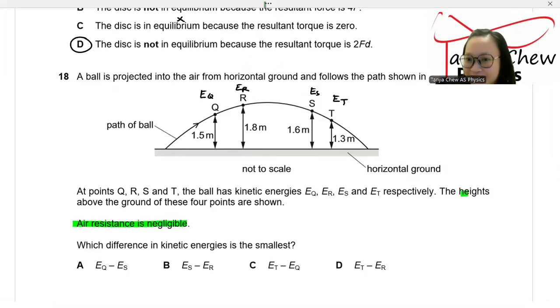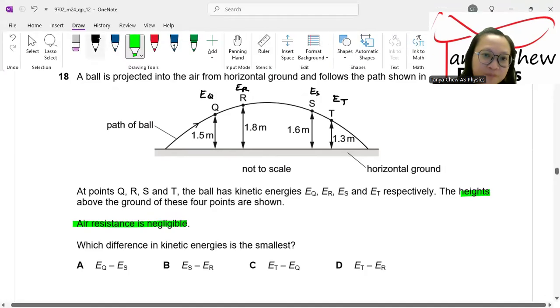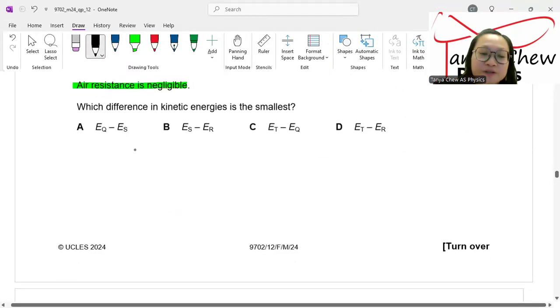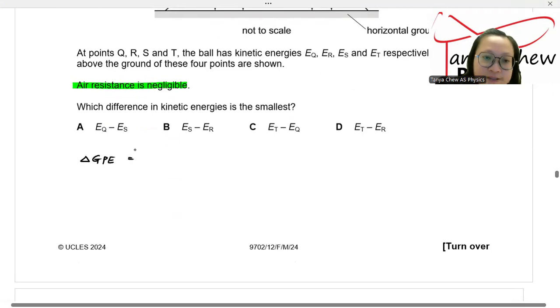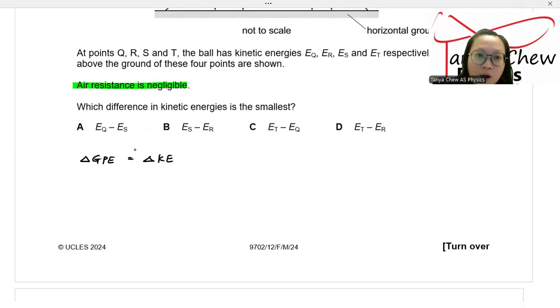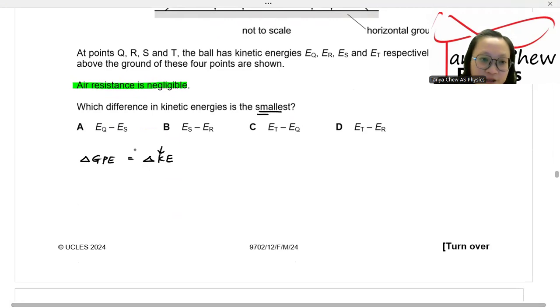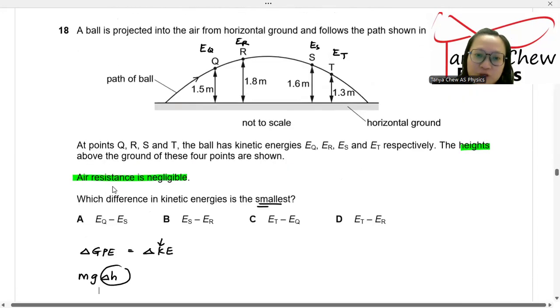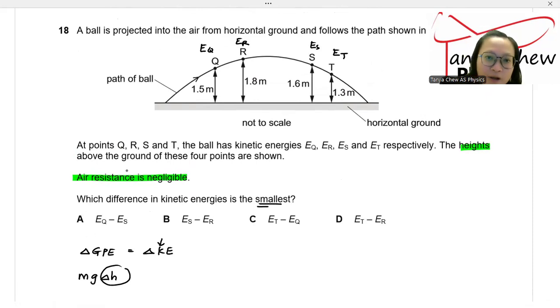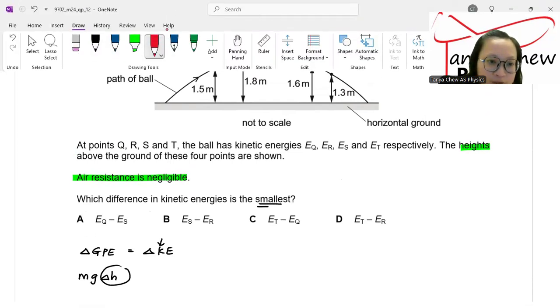They're giving you hints, the height, right? So since the air resistance is negligible, I'm going to use the principle of conservation of energy. That means the total change in gravitational potential energy is equal to the change in kinetic energy. I want the smallest difference in the kinetic energy. Gravitational potential energy is mg delta h. So the change in height must be the smallest in order for me to get the smallest change in gravitational potential and in kinetic energy. So let us look at EQ and ES, right? EQ and ES. Okay, I use a different color so that you can see it. So EQ is 1.6 meter.